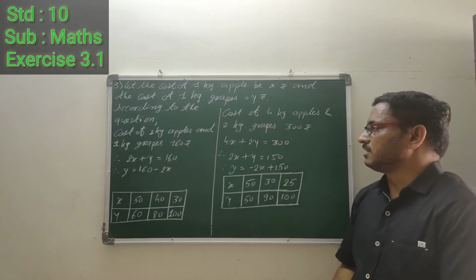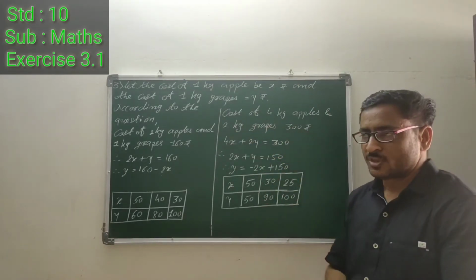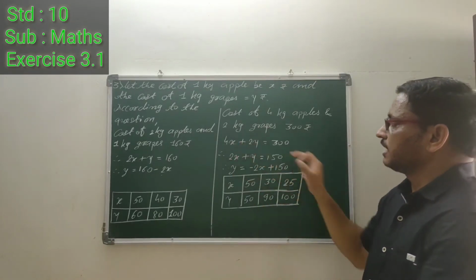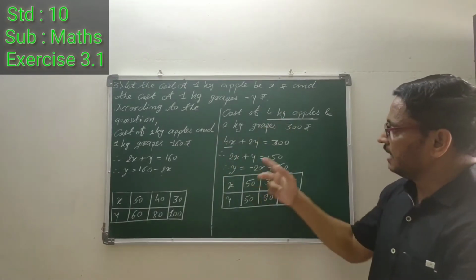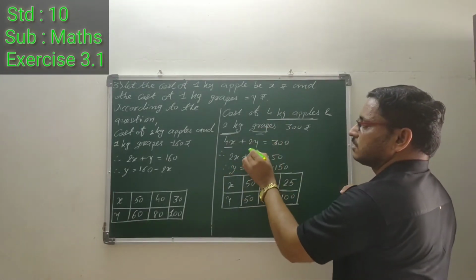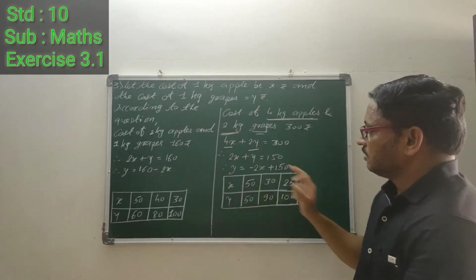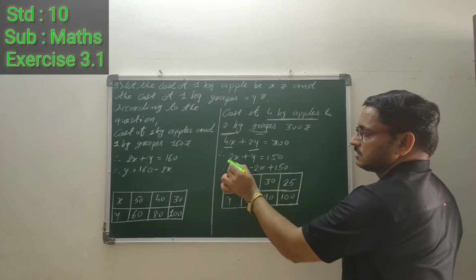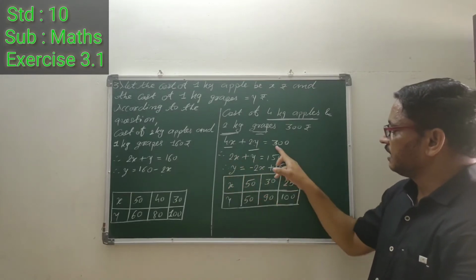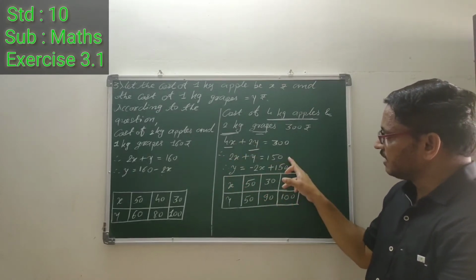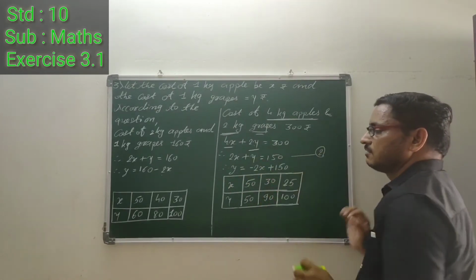Now the second condition is given that the total cost of 4 kg apples and 2 kg grapes is 300. 4 kg apples means 4x and 2 kg grapes means 2y. So we write 4x plus 2y equals 300. Now the common factor of the two terms is 2, so we write 2(2x plus y) equals 300. Taking 2 common from both, then dividing by 2, the second equation becomes 2x plus y equals 150.